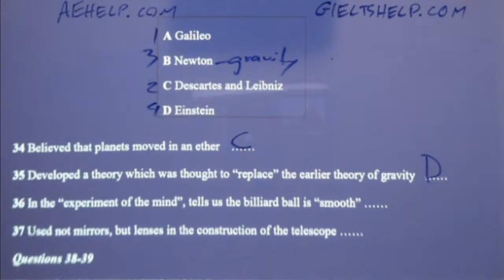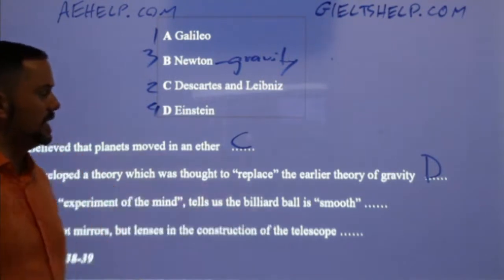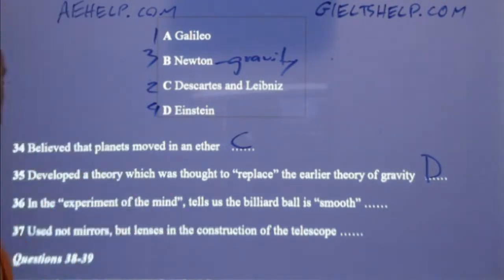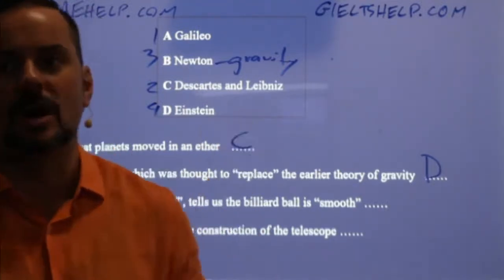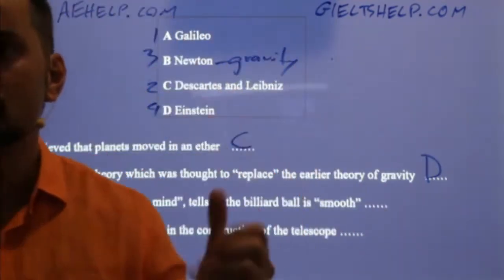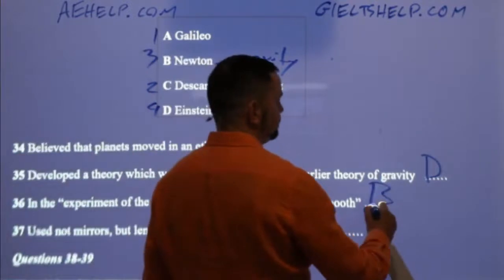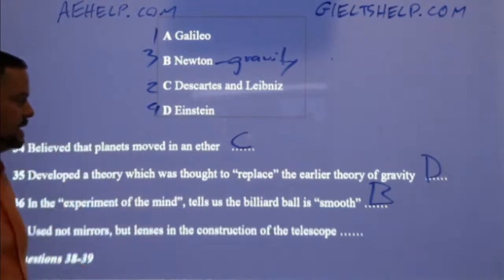the theory of gravity. Okay, in the experiment of the mind, it tells us that the billiard ball is smooth. So who tells us that the ball is smooth for number 36 in the experiment of the mind? Because he sees the billiard ball on a macroscopic scale, right? It's like looking at planet Earth from the moon. Earth looks smooth. And that would have been Newton, that's right. While Einstein believes that, hey, it's not a smooth ball, but it's got scrapes and dents and scratches. It's looking at a microscopic scale more closely.